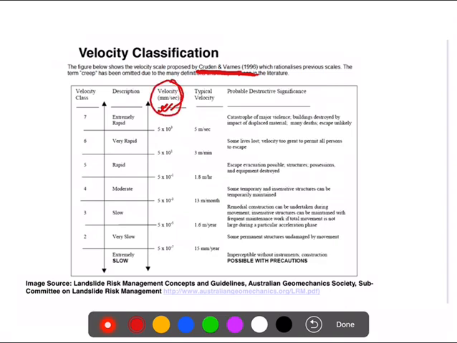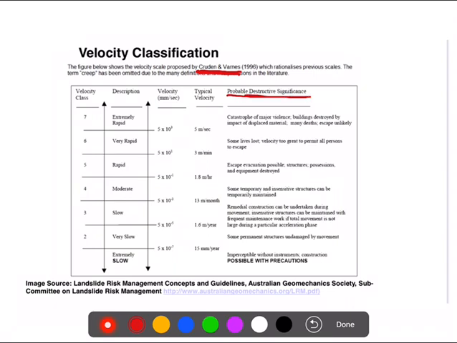If you see the millimeter per second column, here it is extremely slow in description. You can see the classes, class 2, class 3, class 4, class 5, up to class 7, and you can see the description from extremely slow, very slow, to extremely rapid. The velocity of an extremely rapid landslide is 5 into 10 to the power 3 millimeter per second. And then you can see the probable destructive significance of that particular landslide also.